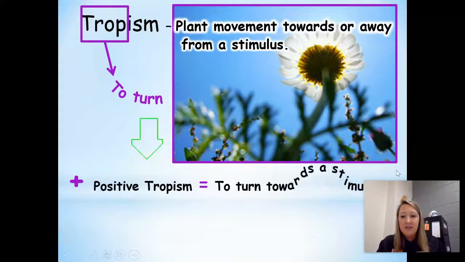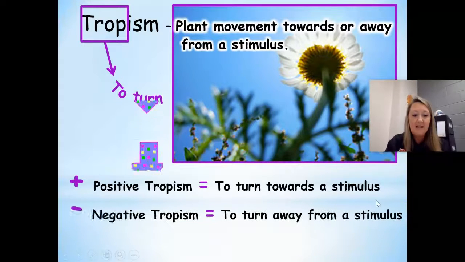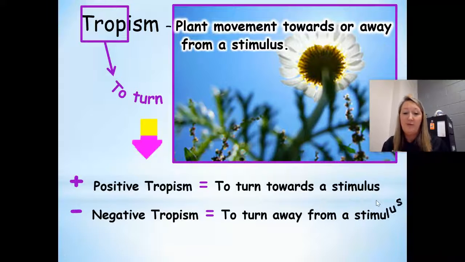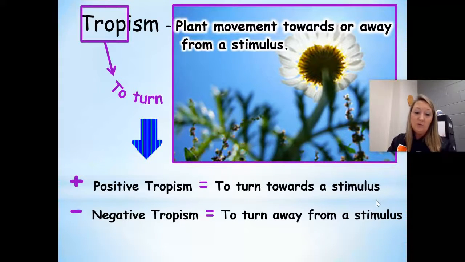Positive tropisms. Let me move my little box here. Positive tropism means they're turning towards something, right? A negative tropism means you're turning away from a stimulus, right? So when we talk about a tropism, we're talking about a positive tropism or a negative tropism. Positive means you're turning towards something. Negative means you're turning away. So a positive tropism towards light would mean it's turning towards the light. Negative tropism towards light would be it's turning away from the light.